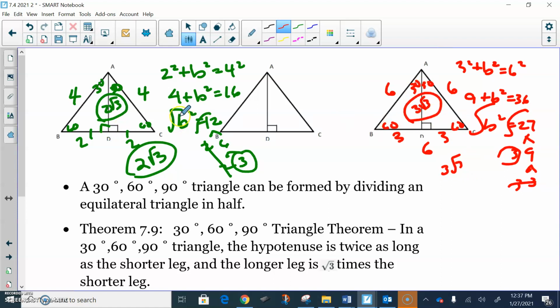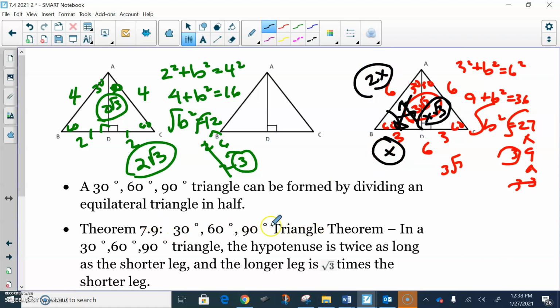So the secret for the 30, 60, 90 triangle is the side opposite the 30 is the short side. We call that the short leg. That's half of what the hypotenuse is. So we'll call this x. The hypotenuse will be twice that big. We'll call that 2x. And then the side opposite the 60, we call that the long leg, is the short leg, which in this case is x, times the square root of 3. And there you have it. That's the secret of the 30, 60, 90 triangle.